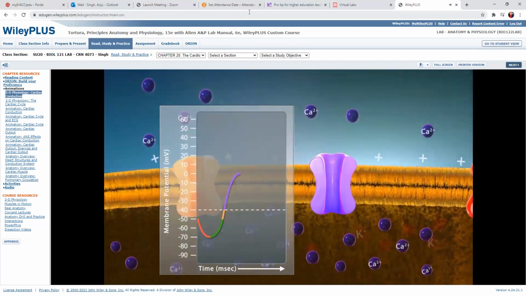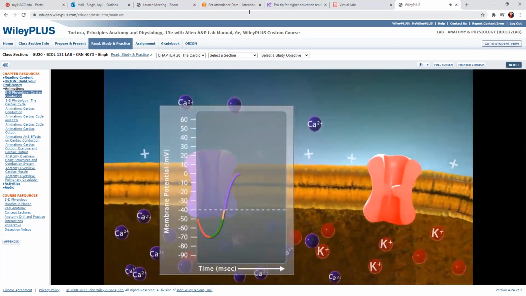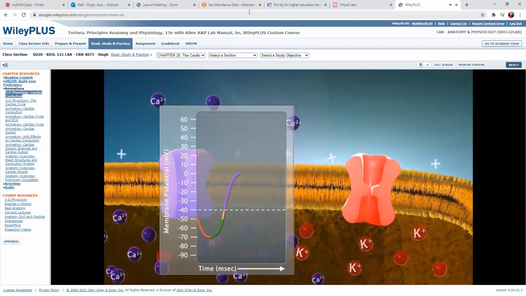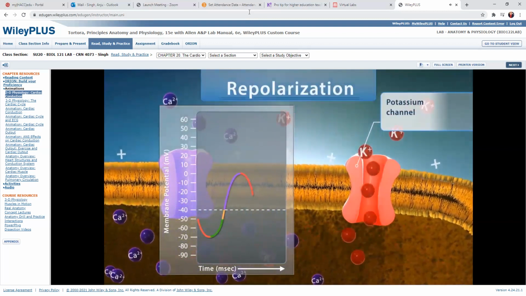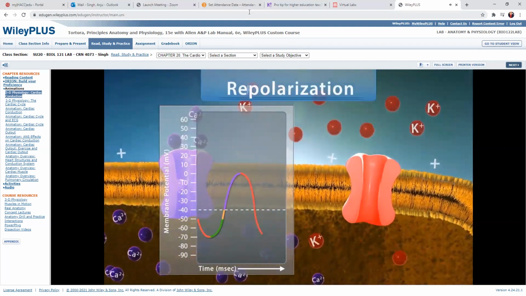At the same time, potassium channels are also stimulated, though they open slowly. As the potassium channels open and potassium ions diffuse out of the cell, the L-type calcium channels close, blocking the entrance of any more calcium ions into the cell.